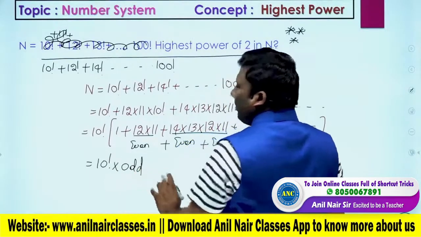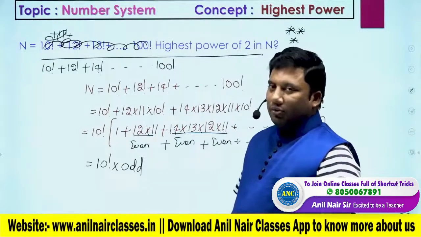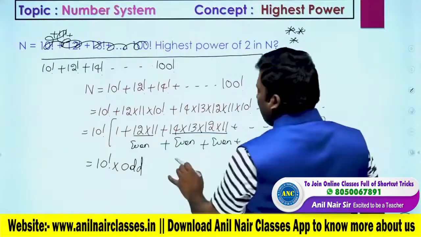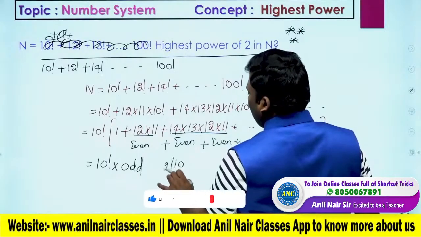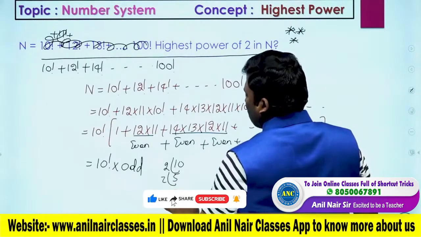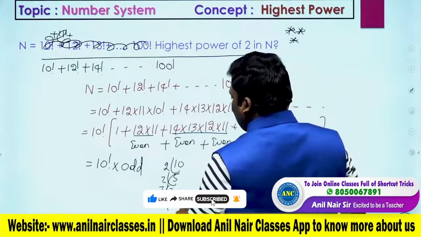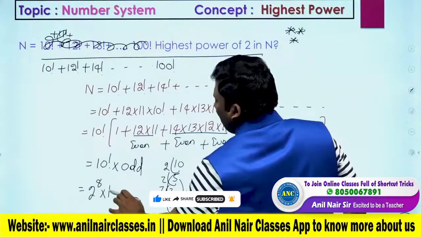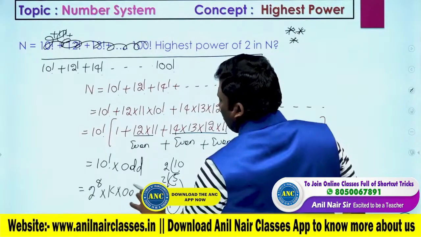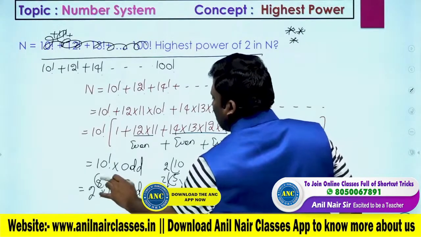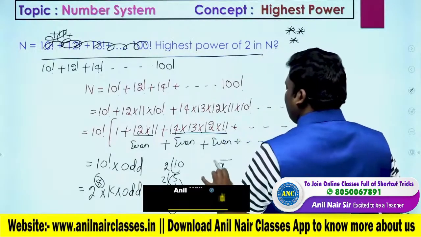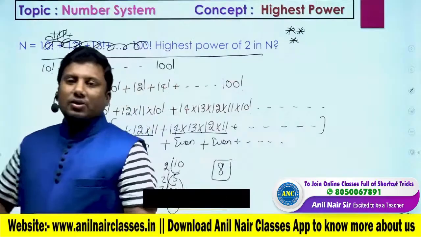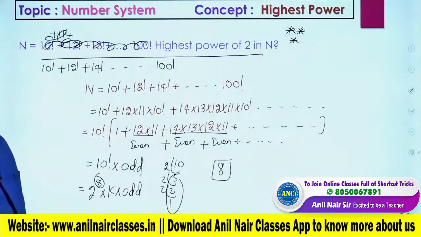Can an odd number have powers of 2? No. So the highest power of 2 in 10 factorial is what we require. 5 plus 2 plus 1, it is 2 power 8 into k into odd. What is the highest power of 2 in this expression? Answer is 8.